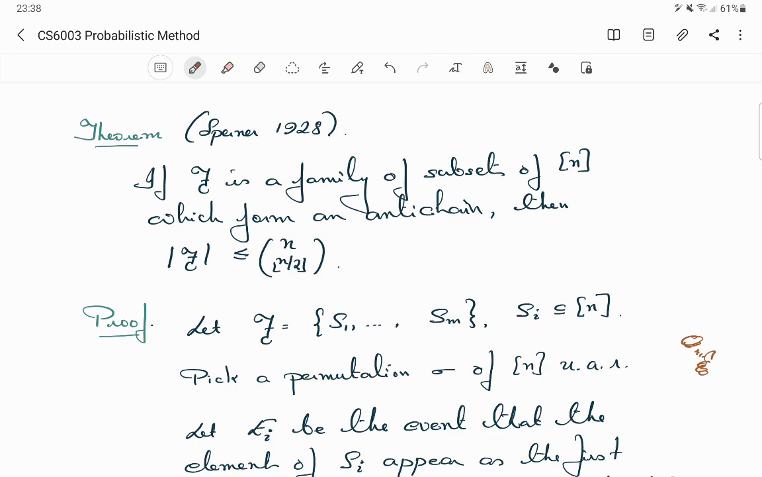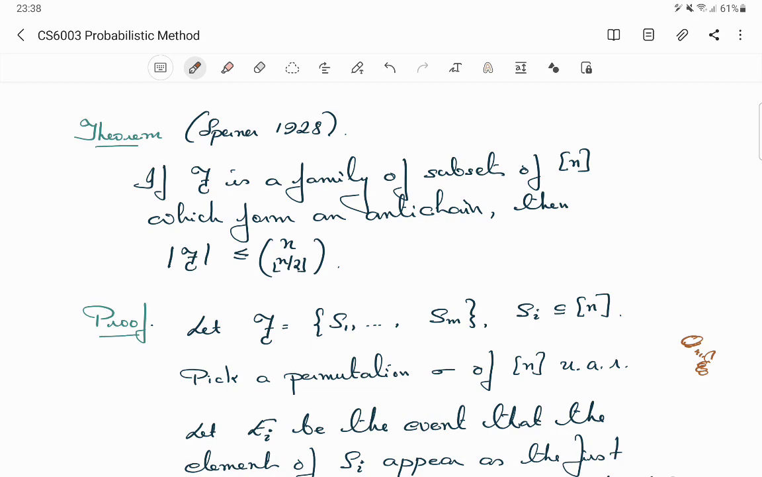You know that there are n factorial different permutations possible for numbers 1 to n. So when you say you pick a permutation uniformly at random, you mean you assign a probability distribution which gives probability 1 over n factorial for each of the permutations, and according to this distribution you pick a permutation. Okay, this can also be done in a step-by-step fashion.